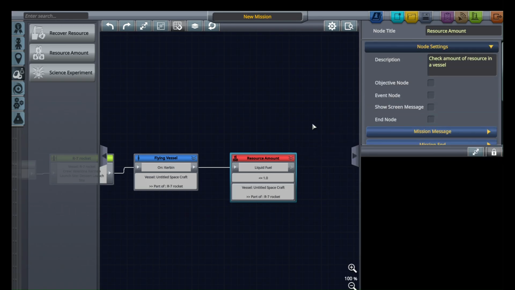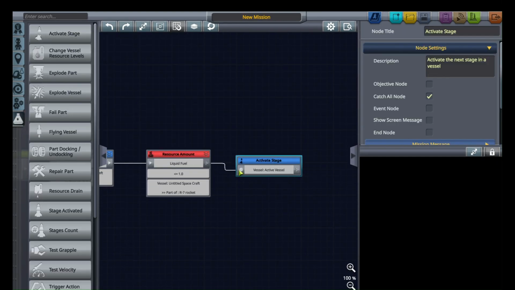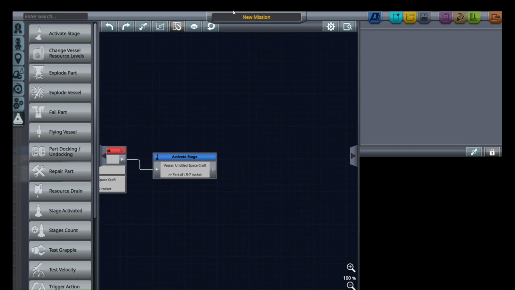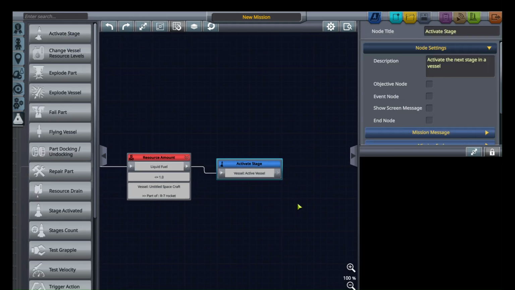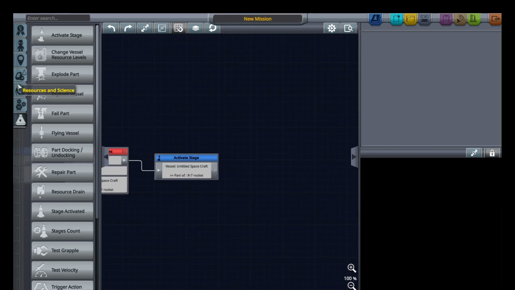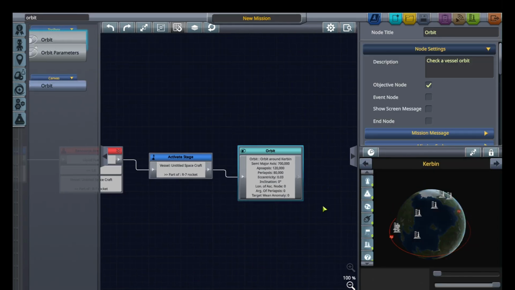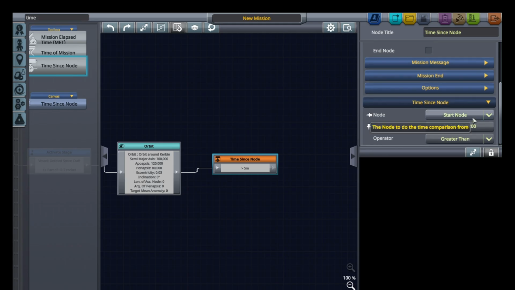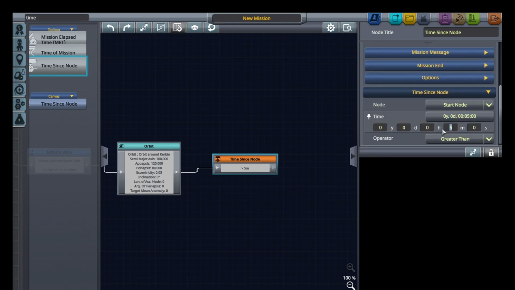The second block is a resource amount, which is dedicated to calculating when is the suitable time to separate the 4 liquid boosters. The third node is the activate stage, which is the action done based on the resource amount calculation. In this section, separation occurs.